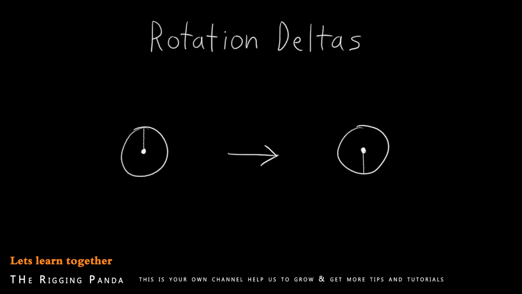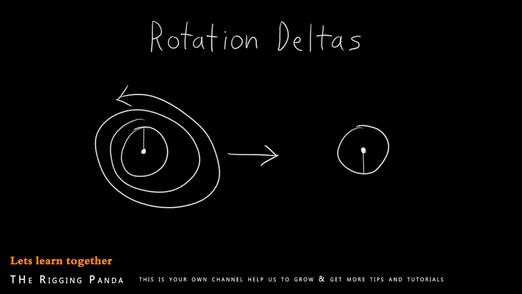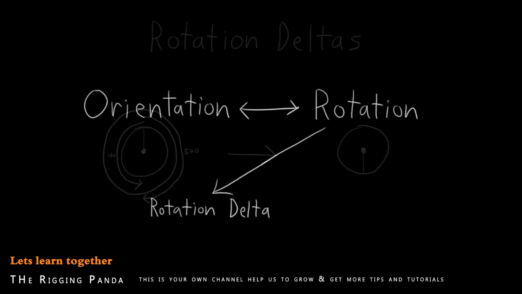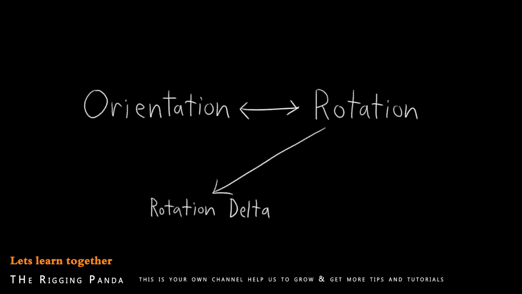We don't care how it got there, whether it spun this way or that way, or how many times it spun around. All we care about is the effect it has on orientation. So spinning the wheel counterclockwise 180 degrees and spinning it clockwise 540 degrees are exactly the same thing as far as rotation deltas are concerned. So that's rotation deltas. The second kind of rotation is what I like to call a rotation path.